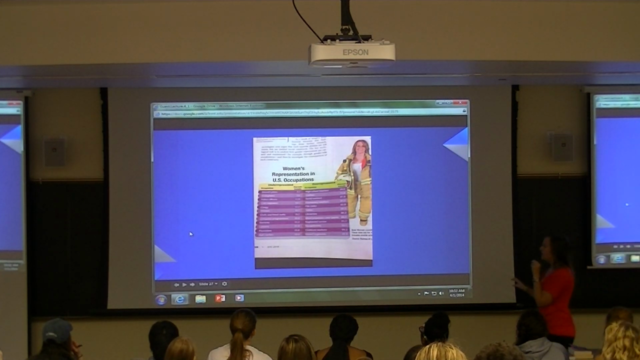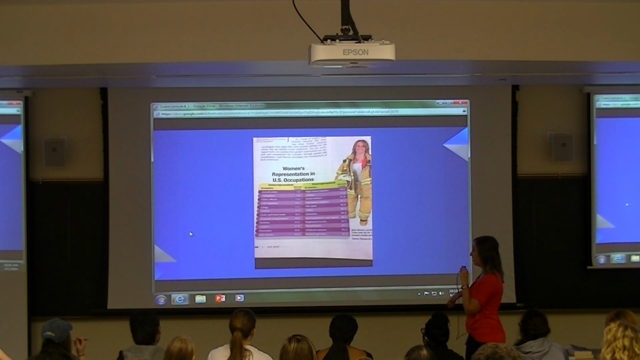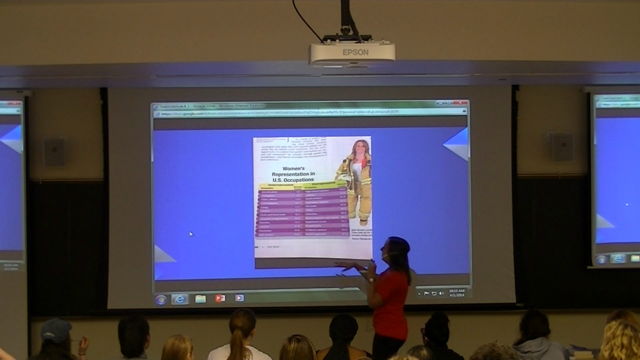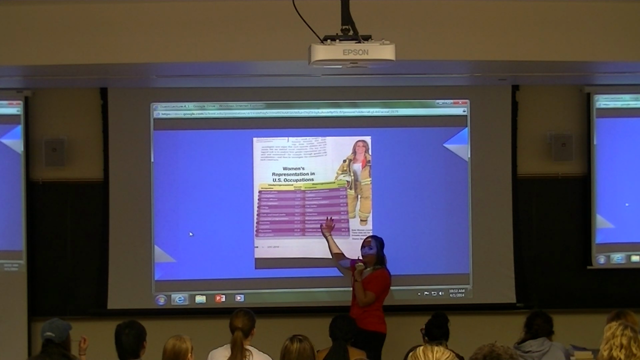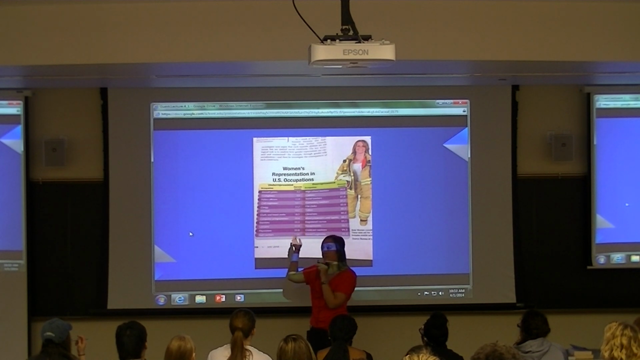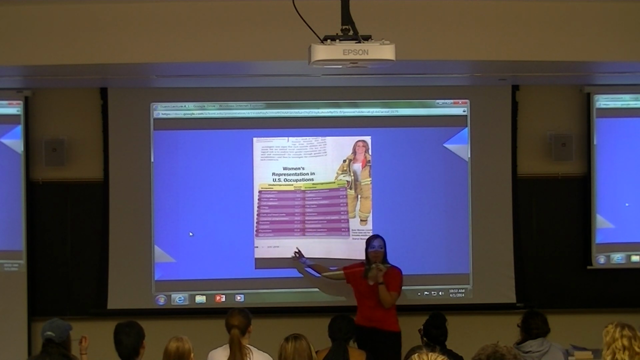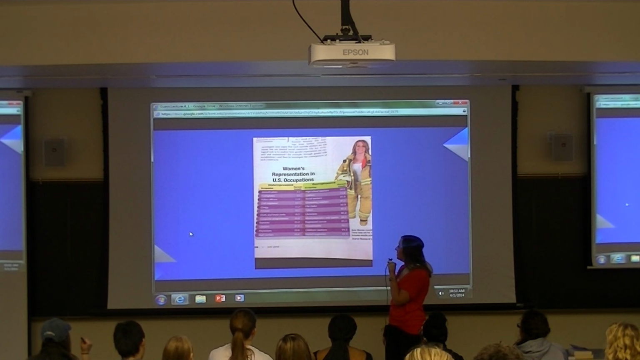So this is out of the book. It's kind of hard to read. You don't need to know any of the numbers or the percentages for your exams. We're just looking at where women are underrepresented and then overrepresented. So aircraft pilot, about 4.3% are females. We have police officers, firefighters, lawyers, and physicians, about 30% are made up of females.